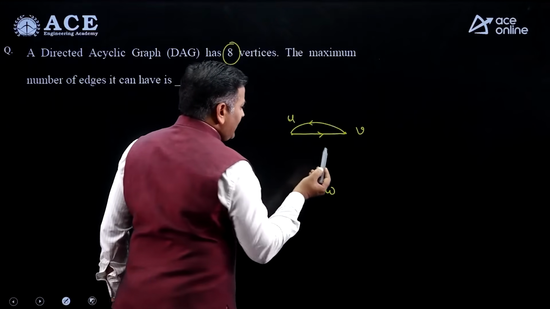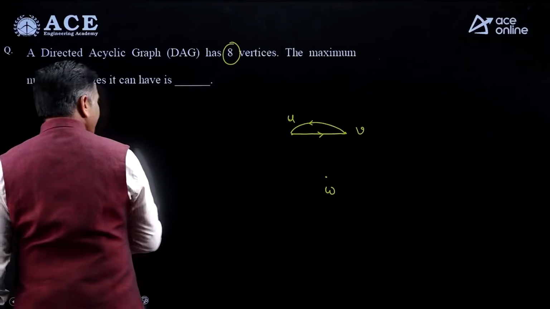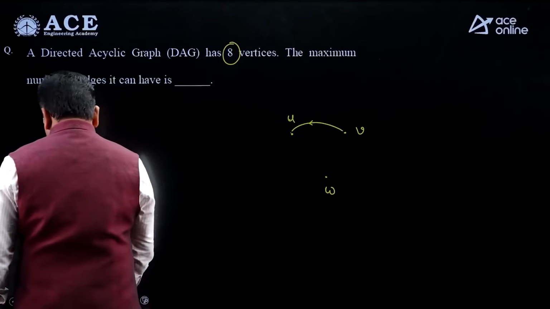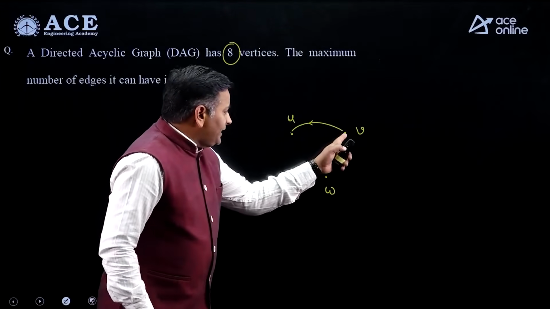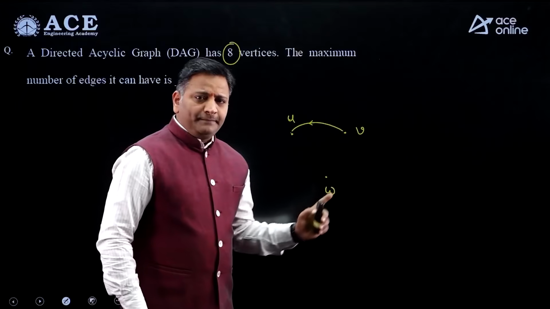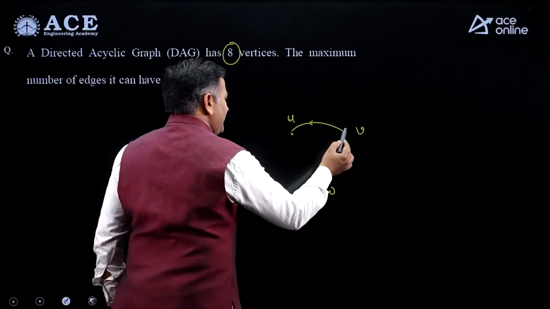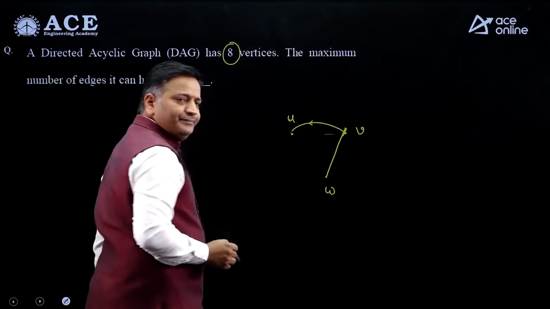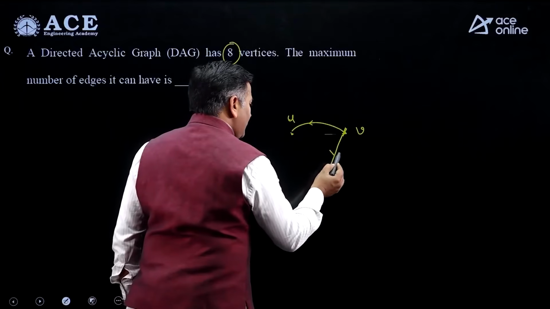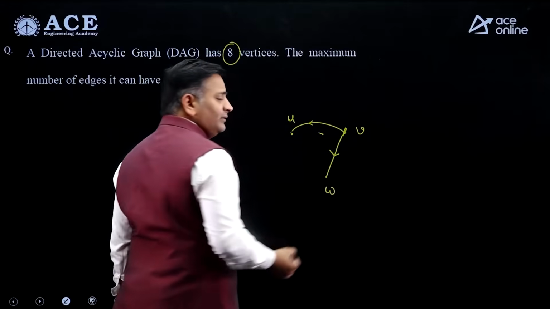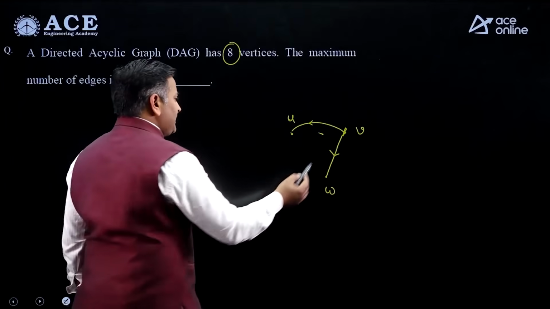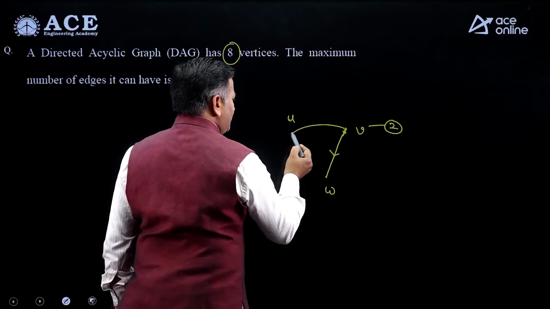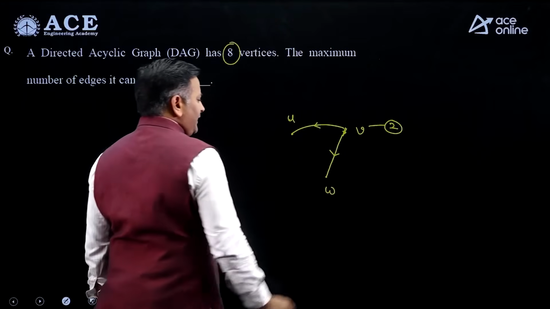Let me draw it like this. Suppose I draw an edge from v to u, then I cannot draw an edge from u to v. Is it clear, friends? With respect to v, I can draw an edge from v to u, and also from v to w. If I draw an edge from v to w, I cannot draw an edge from w to v. So with respect to v, we have two possibilities: an edge from v to u, or an edge from v to w.